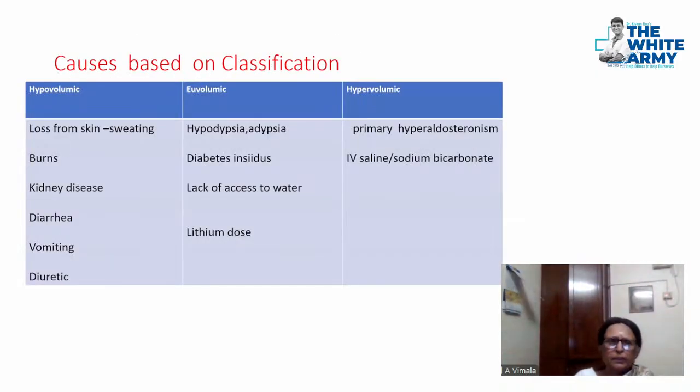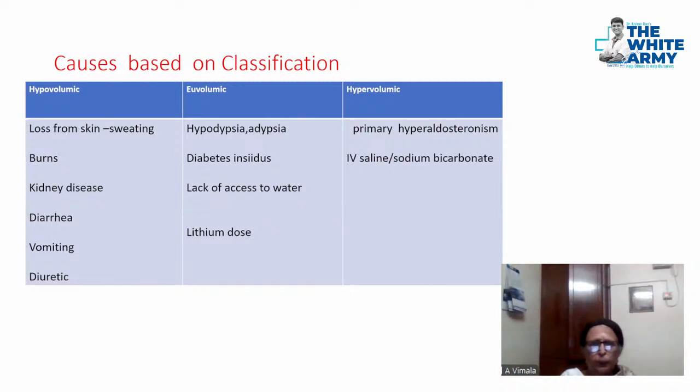So what are the causes based on classification? We said it can be hypovolemic, euvolemic, or hypervolemic. Whenever there is excessive fluid loss from the skin, as in high temperatures, heat stroke, burns, loss of fluid, kidney disease, diarrhea, there are certain diarrheas where you lose water more than electrolytes, vomiting, diuretic use, the patient can develop hypernatremia.